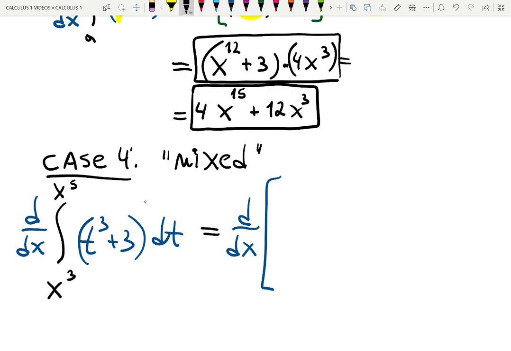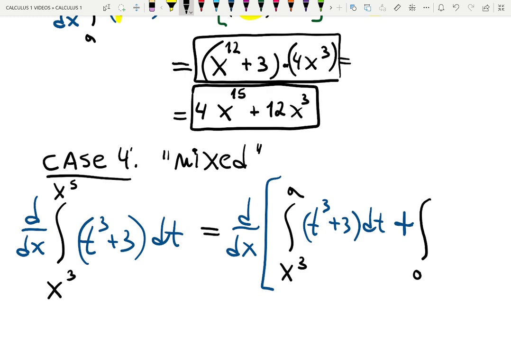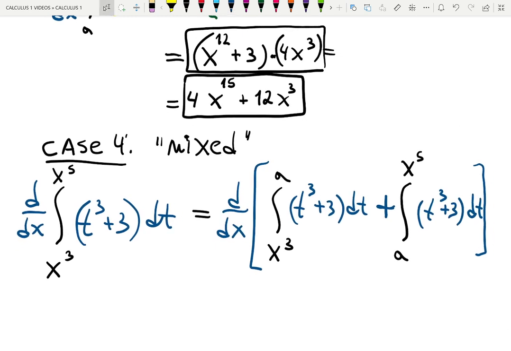And I will break this integral into two integrals, which is going to be the integral from x cubed to a of t cubed plus 3 dt plus, do you know what I'm going to do now? Exactly, the next integral is from a to x to the 5 of t cubed plus 3 dt. We can do it because the function was mentioned to be continuous and differentiable, and we're working with integrals, so there are properties of integrals also involved. There are some tricky cases when this a has to be chosen carefully in case there's a vertical asymptote and so on, but in this homework you will not get those cases.